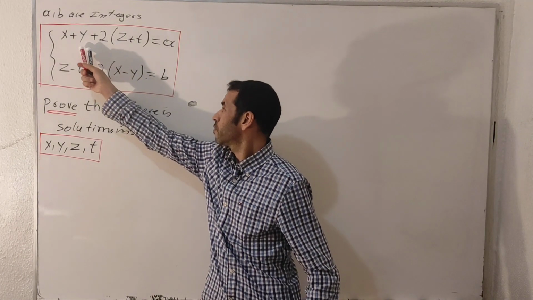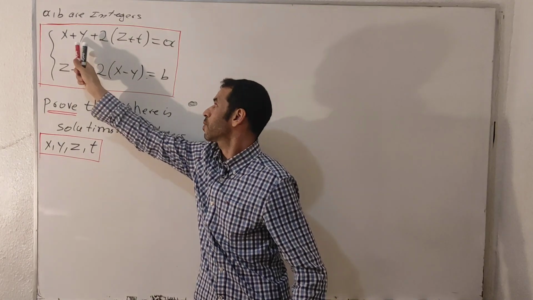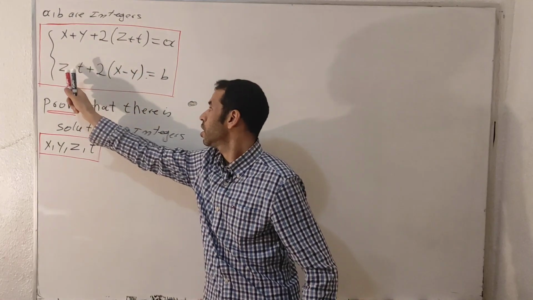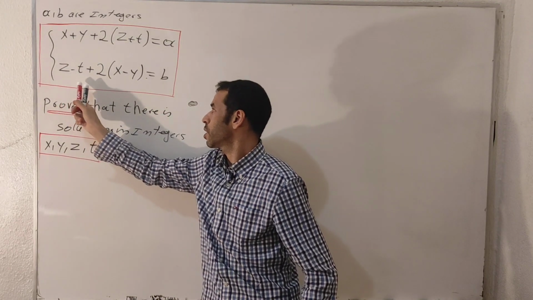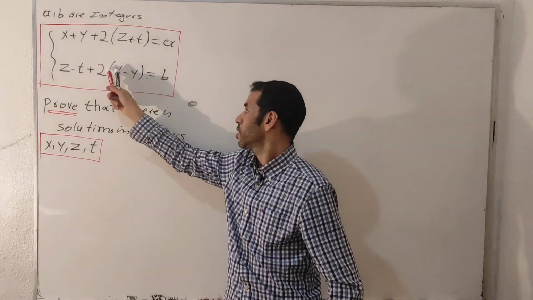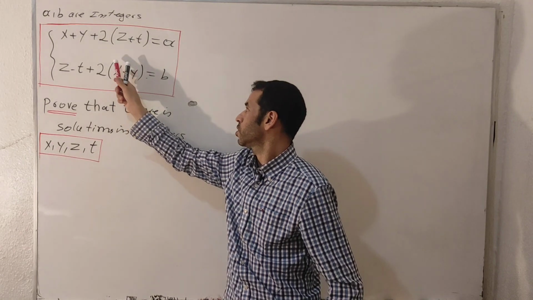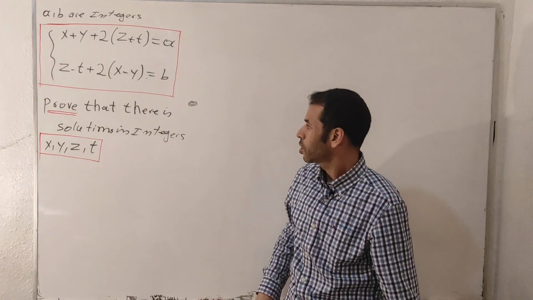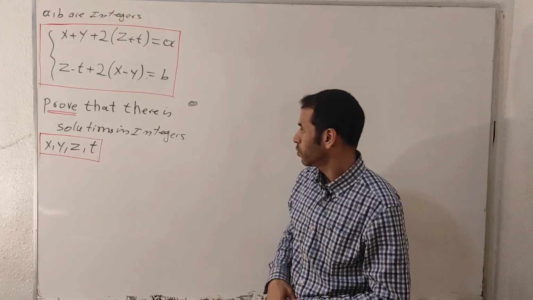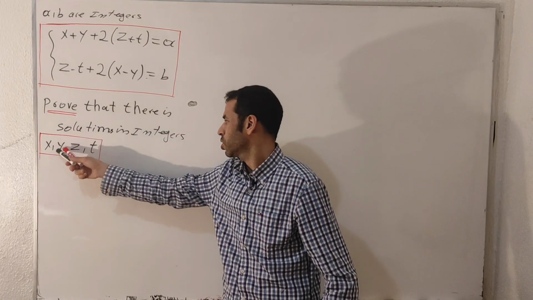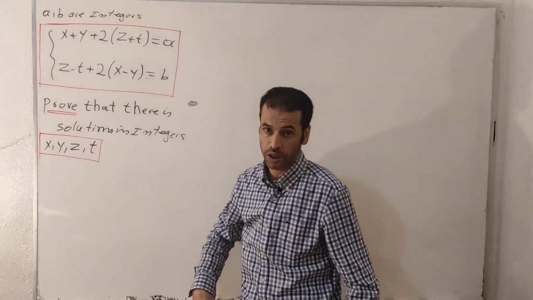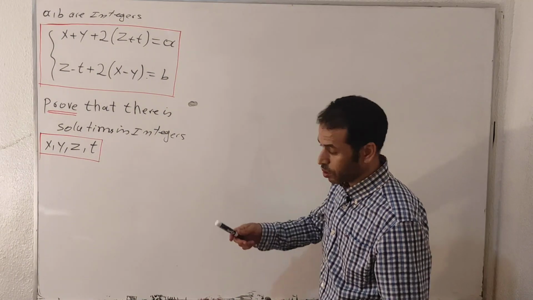We have the following equations. We have x plus y plus 2 times z plus t equals a, as an integer, and in the second equation we have z minus t plus 2 times the difference of the variables x and y equals b, as an integer as well. So our question: we are going to prove there are integer solutions for this equation, which are x, y, z and t.